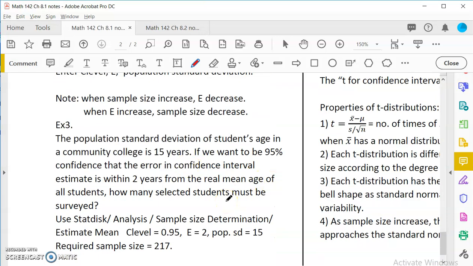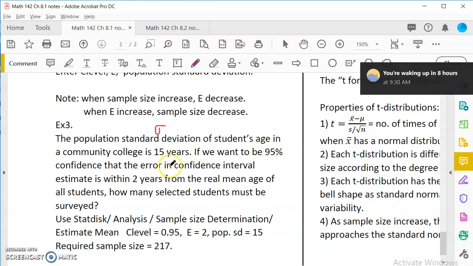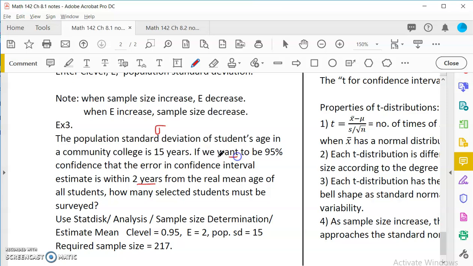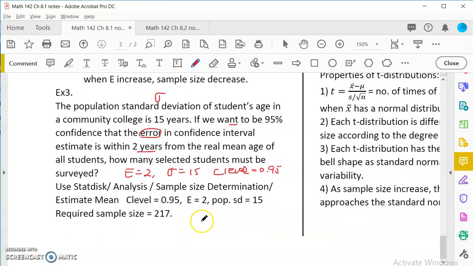The population standard deviation of students' ages in a community college is 15 years. So sigma is 15 years. If we want to be 95% confident that the error in the confidence interval estimate is within 2 years, so E equals 2, sigma is 15, and my C level is 0.95. How many students must be surveyed, meaning what is the sample size?